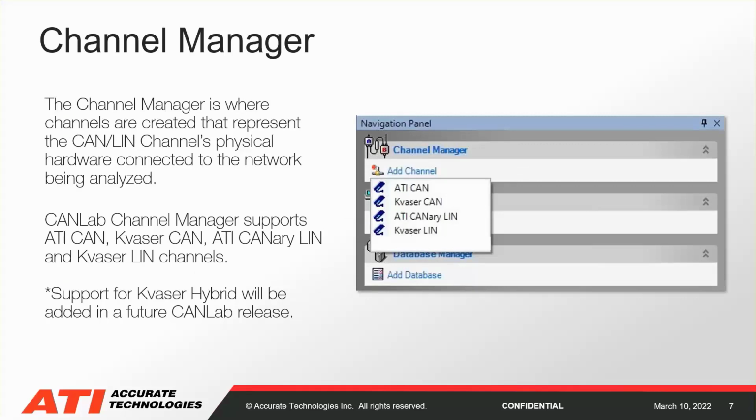When we first open up CANLab, we're presented with a blank window. And over to the left-hand side of that window is the navigation panel. This navigation panel is where we can set our hardware up in the channel manager. So again, we support several ATI and Kvaser CAN, CANFD, and LIN devices. It's the channel setup that is the only portion of CANLab that must be done while offline. After the hardware is configured, including setting its baud rate, everything else can be done online and live while collecting data.